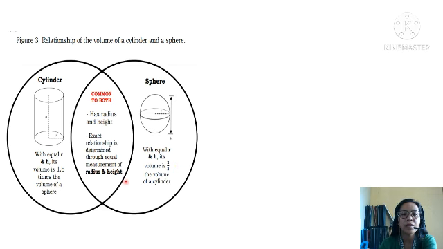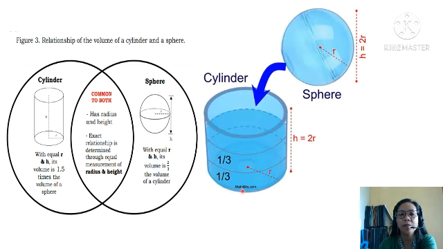So, ano yung common sa kanilang dalawa? It has radius and height. Their exact relationship is determined through equal measurement of radius and height. Okay, mamaya malalaman natin yan. Okay, look at this one. So, si sphere na mayroong radius at height na pareho kay cylinder. So, nilagyan natin ng tubig mula kay sphere papunta kay cylinder. So, kung mapapansin ninyo, ayan. So, isang sphere is 1/3 part of the cylinder.